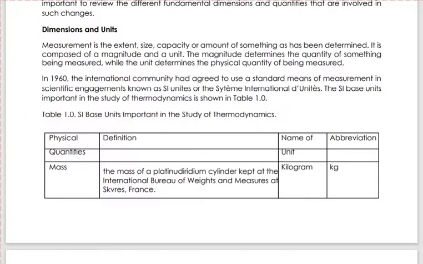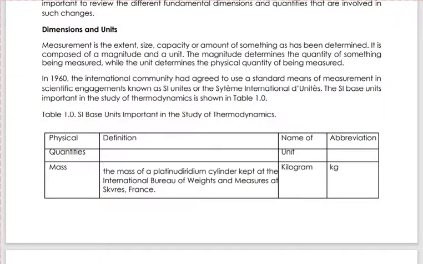In 1960, the international community agreed to use a standard means of measurement in scientific engagement known as the SI units, or the SI base units. It is important in the study of thermodynamics, as presented here in the table we have to discuss. So take note that the standard basis of measurement started in the 1960s.